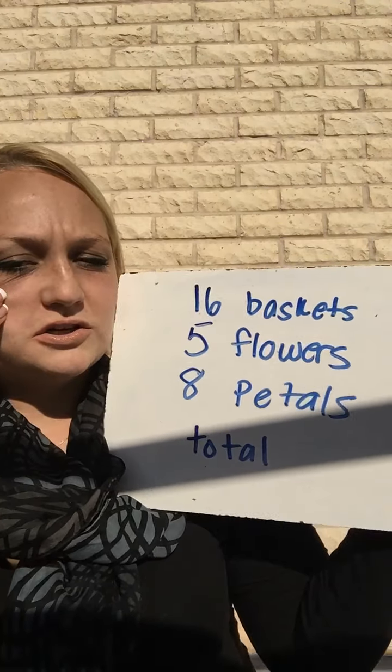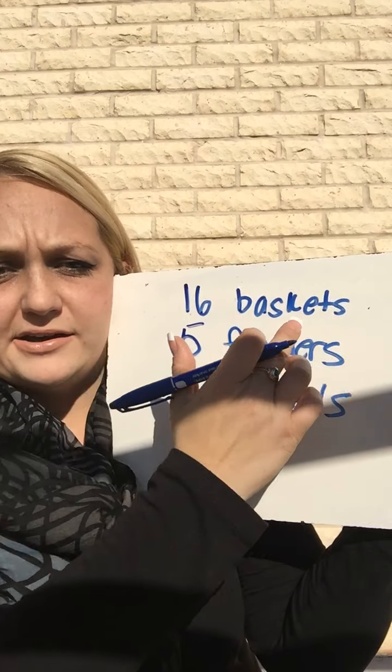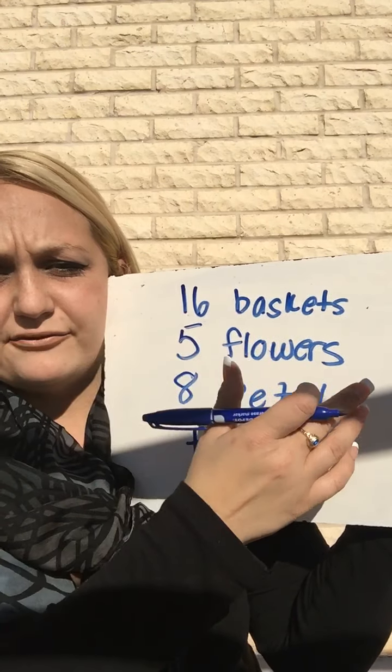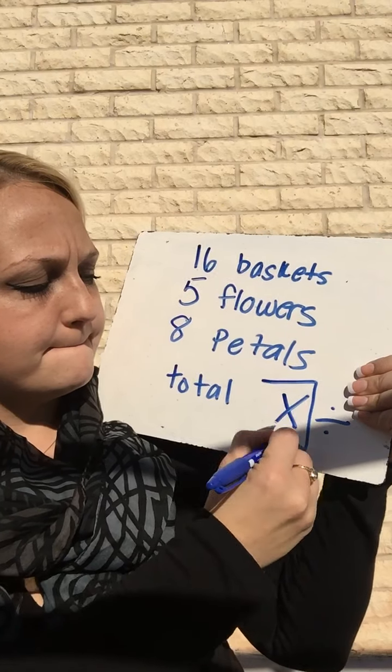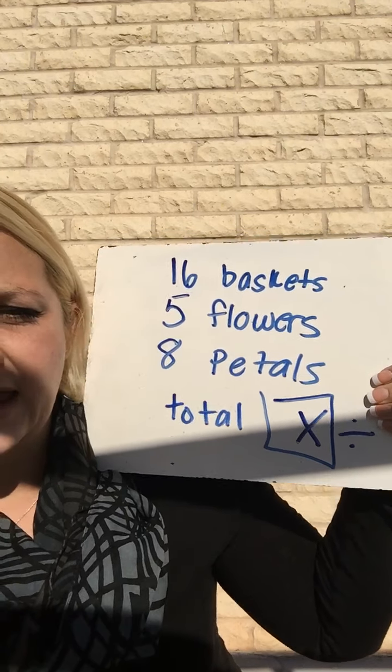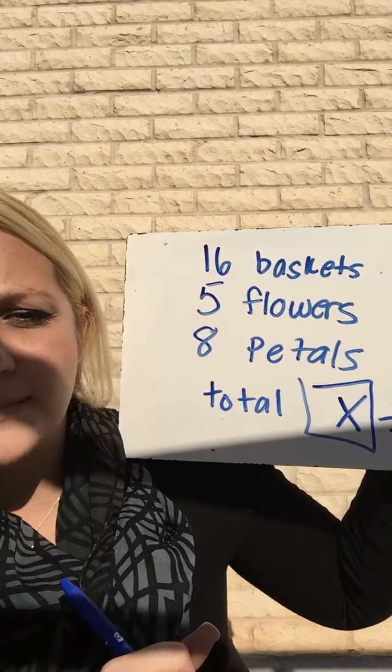Okay? And now I want you to look at these numbers. We have petals, baskets, and flowers. Are those labels the same or different? Petals, basket. Well, they're all different. So if they're different labels, I'm going to multiply or divide. And it says here we were looking for a total. So which of these is looking for a total? Oh, multiplying.